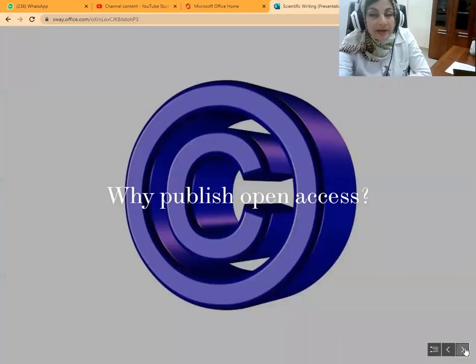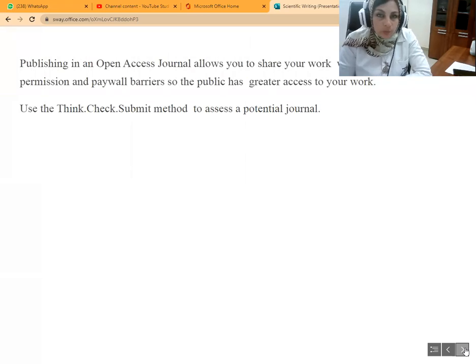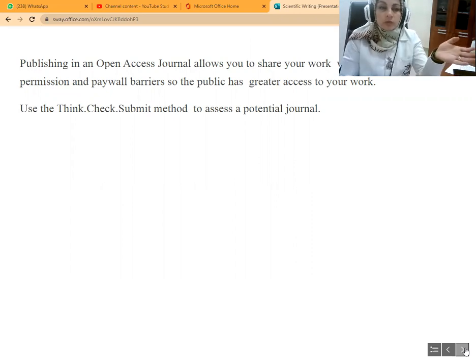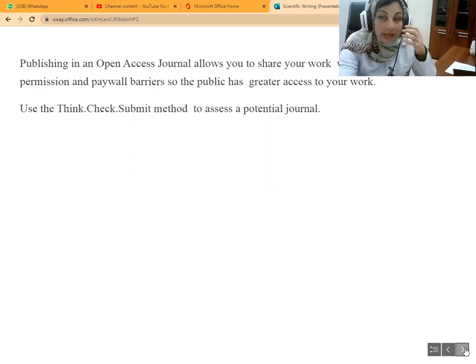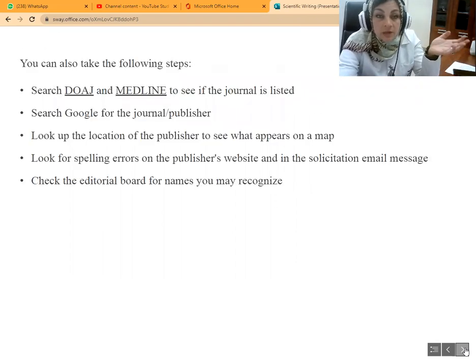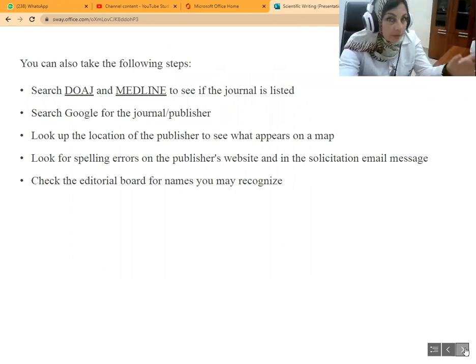Why do I publish open access? Well, I want people to read my work. I want them to cite my work. Otherwise, it's useless work. So make sure it's open for the world. Give permission for people to use the work and to cite it. But take care. You have to take the following steps. You have to make sure it's on DOAJ, the Directory of Open Access Journals, on Medline.